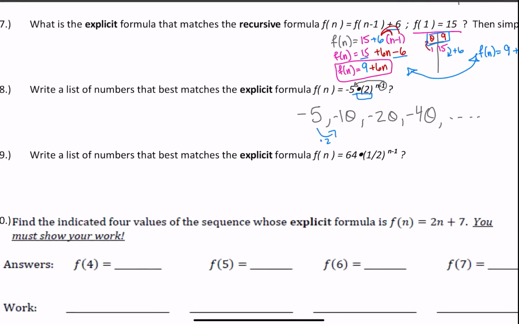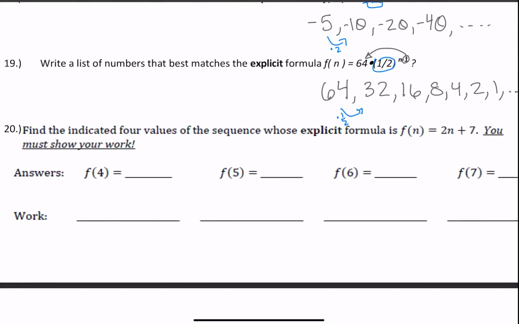Same thing. Now we're going to write a list of numbers that best matches the explicit formula f of n equals 64 times 1/2 to the n minus 1. Well, this is saying, hey, my first number is 64. We're going to multiply by 1/2, so what's half of 64? Half of 64 is 32. Half of that is 16, half of that is 8, half of that is 4, half of that is 2, half of that is 1, and I could keep going, but we'll stop right there. All right.